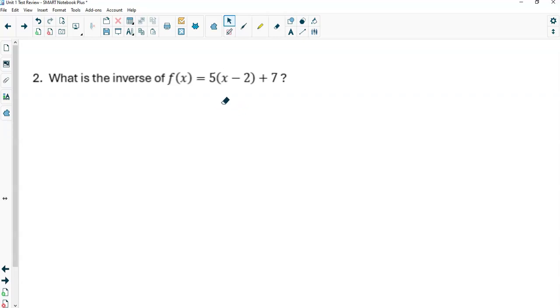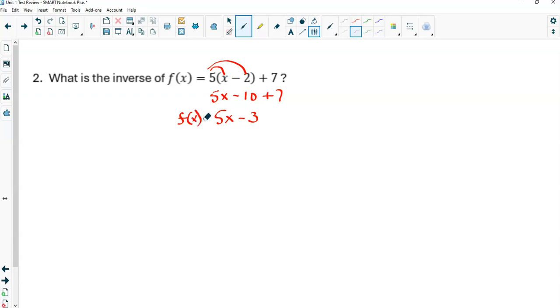All right, here we go. First thing I like to do is to clean it a little bit. So I'm going to do 5 times x, 5 times negative 2. So that's 5x minus 10 plus 7. That's 5x minus 3. So f of x is equal to 5x minus 3.